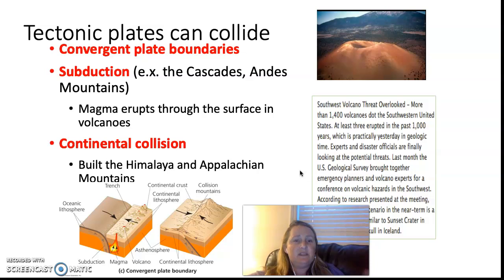Some examples of this are the Cascades and the Andes Mountains. Another very familiar idea of a convergent plate boundary could be some of the island arcs that we find around the edges of the Pacific plate. Two continental plates can also converge on each other, and that usually creates collision mountains, which are much, much higher than what we traditionally see. So the Himalayas are built this way, and the Appalachians, millions and millions of years ago, were built this way. All of this tectonic plate movement happens over millions and millions of years, so it's kind of a hard concept for some people to grasp.